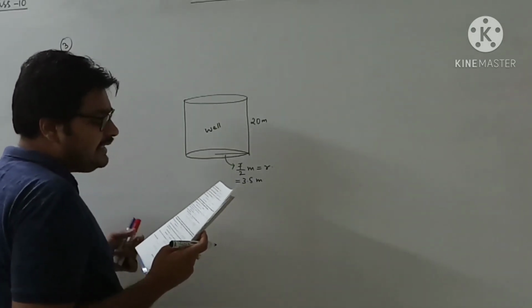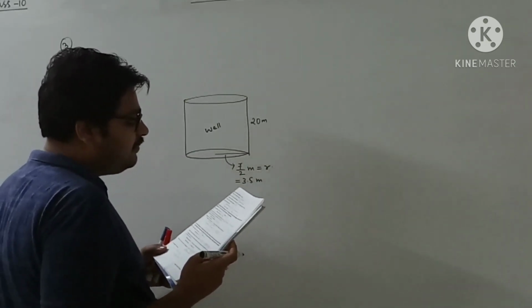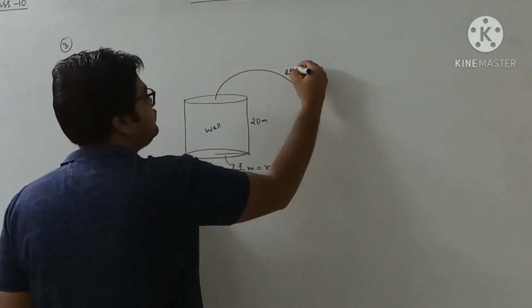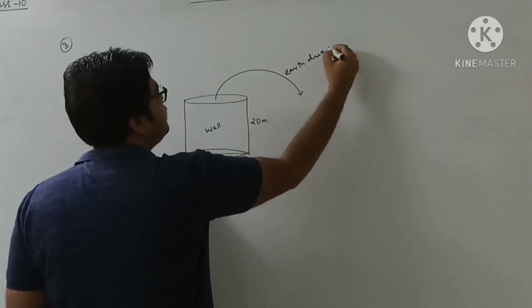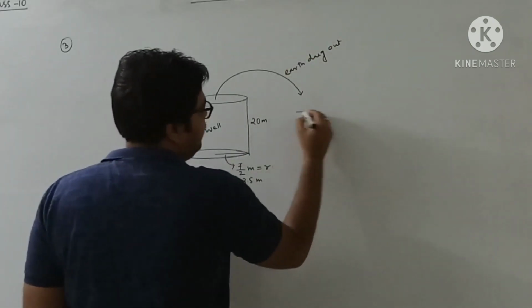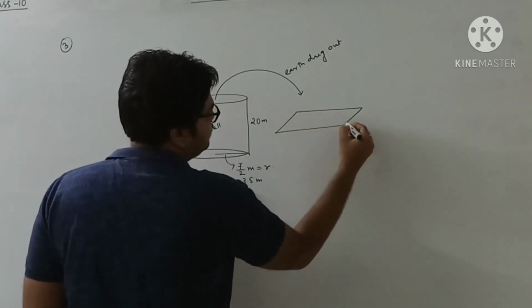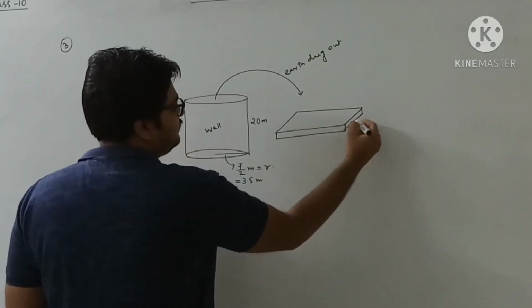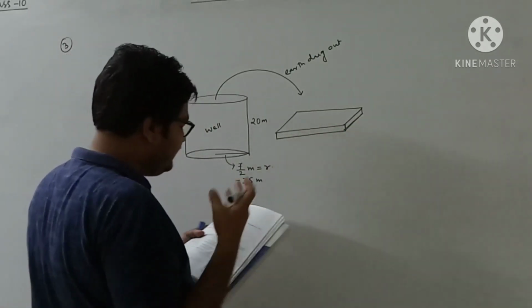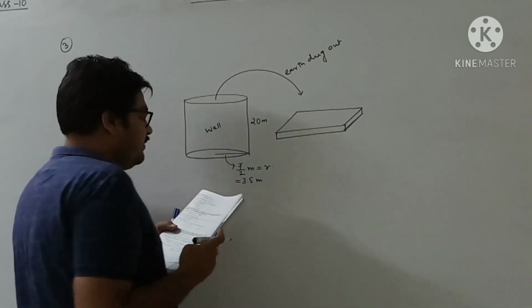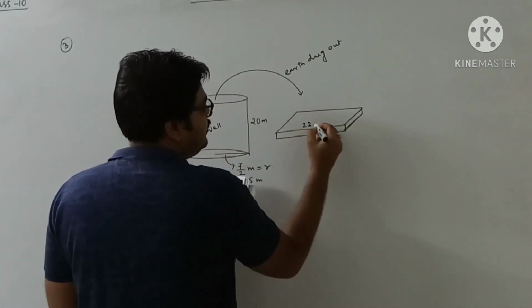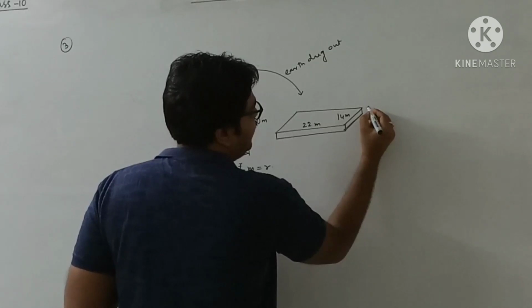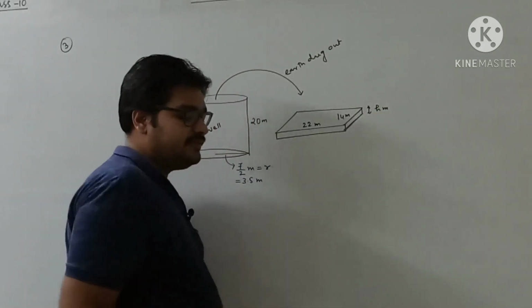And the earth from the well is evenly spread out to form a platform 22 meter by 40 meter. How much earth has been dug out? It has been used to make a platform. It is actually true what I have said, because by seeing the question you can understand. Length is 22 meter and breadth is 40 meter. Find the height of the platform. We have to find out the height of the platform. We are taking it as h meter.